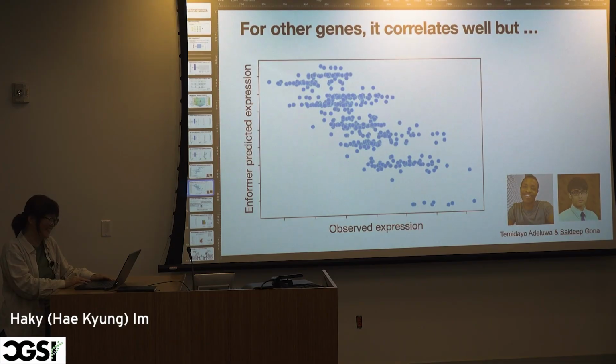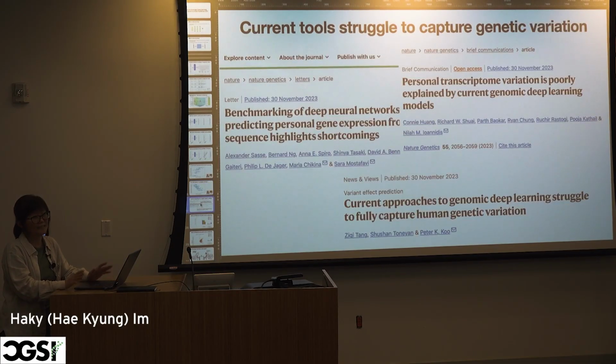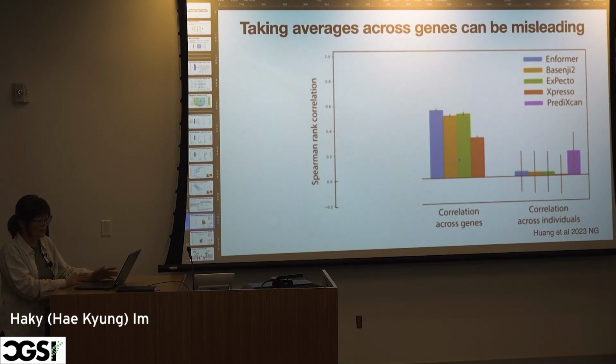Based on that, people decided that this is not good. You cannot use it at the population level. But in one of the papers they show the different methods, Informer and some competing methods. The correlation across genes tends to be around 0.6 R. But if you do the correlation across individuals and you average across genes, it's mostly around 0.